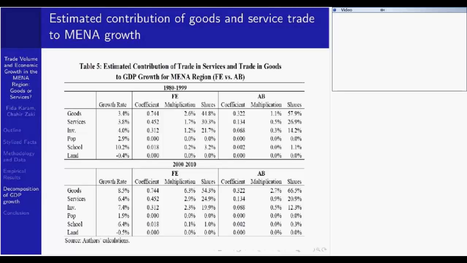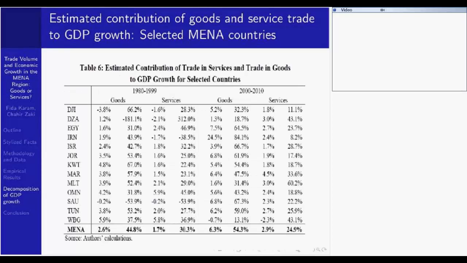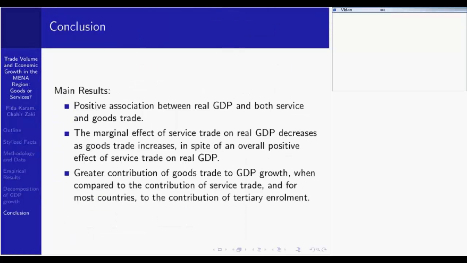I will skip the country results for time constraint. So to conclude, our main results show there is a positive association between GDP and both trade in goods and trade in services. As I mentioned, the marginal effect of trade in services on real GDP decreases as trade in goods increases, despite the overall positive impact of trade in services. And as I mentioned, there is a greater contribution of trade in goods compared to trade in services, and even more than investment and more than tertiary enrollment.